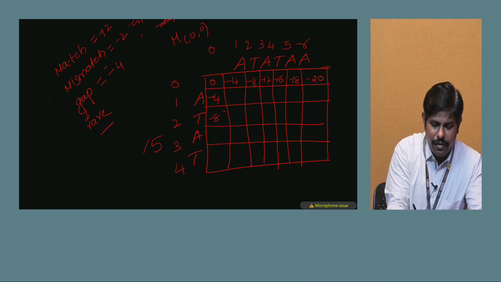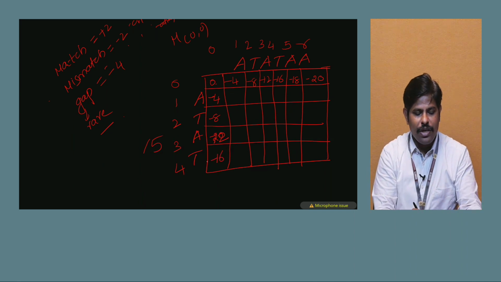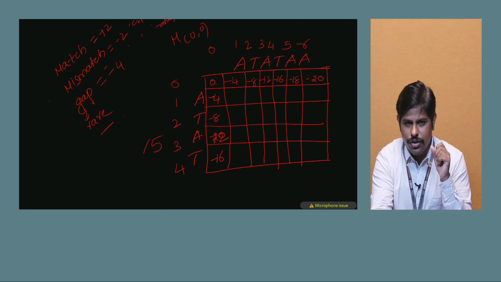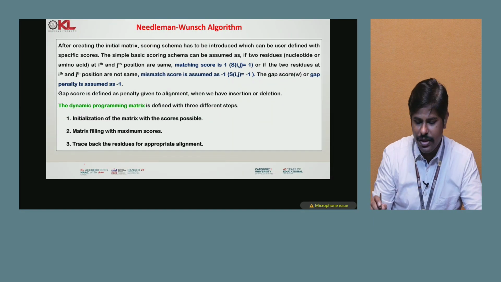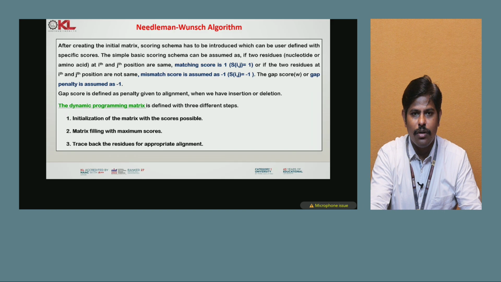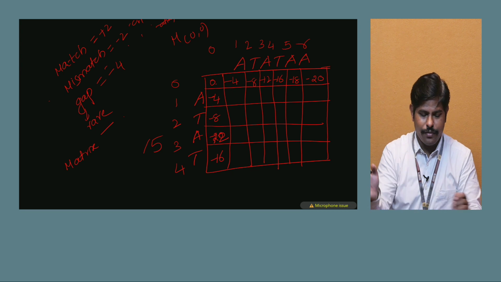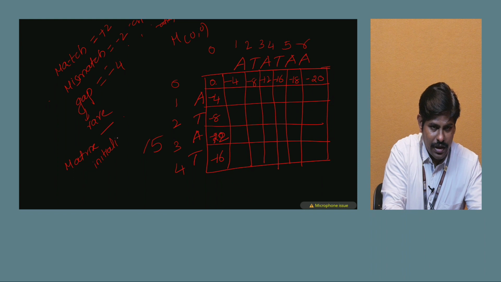Direction, minus 4, minus 8, minus 20, minus 12 and minus 16. So the step of considering the match score, mismatch score, gap score and filling the first column and first row cells is called matrix initialization. It is called the matrix initialization step of dynamic programming.